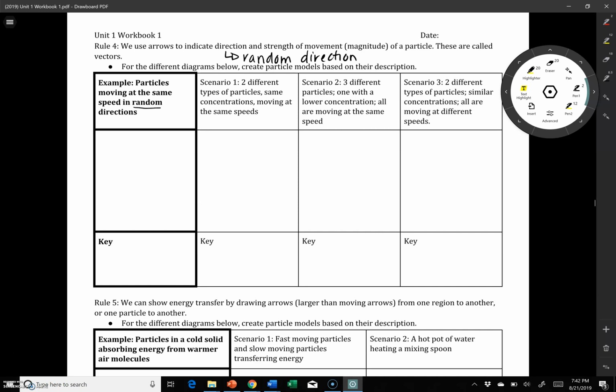You're going to assume that movement is random, that they move in random directions, that they aren't interacting as much, unless we tell you, hey, it's wind, which direction is it going? Okay, but that probably won't happen. And the strength of movement, so magnitude of the particle. This strength of movement is related to the temperature of the substance. Okay, because temperature is a measure of the average kinetic energy, or how fast the particles in the substance are moving.